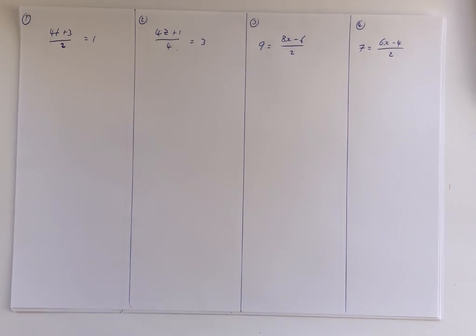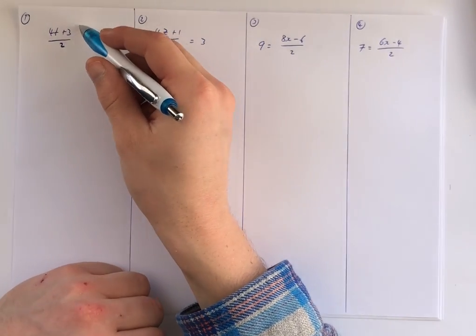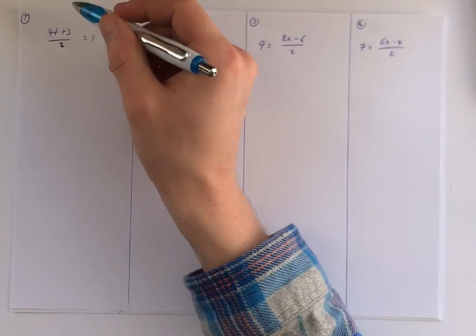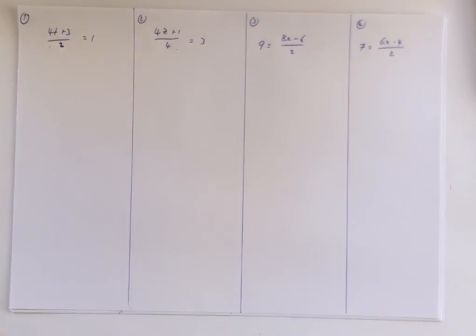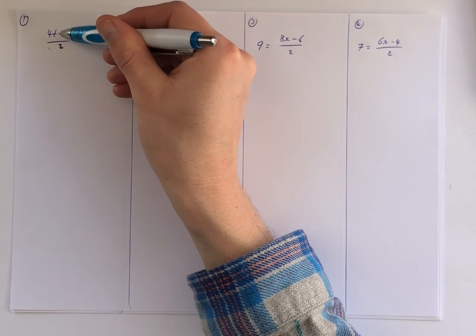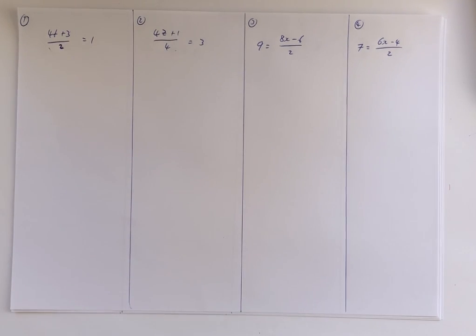All right, so pause the video, give these a go on pen and paper, and then review. So, question 1, (4t + 3)/2 = 1. So we want to basically undo this equation, or rearrange it for t. So we need to undo the 3 operations on t.